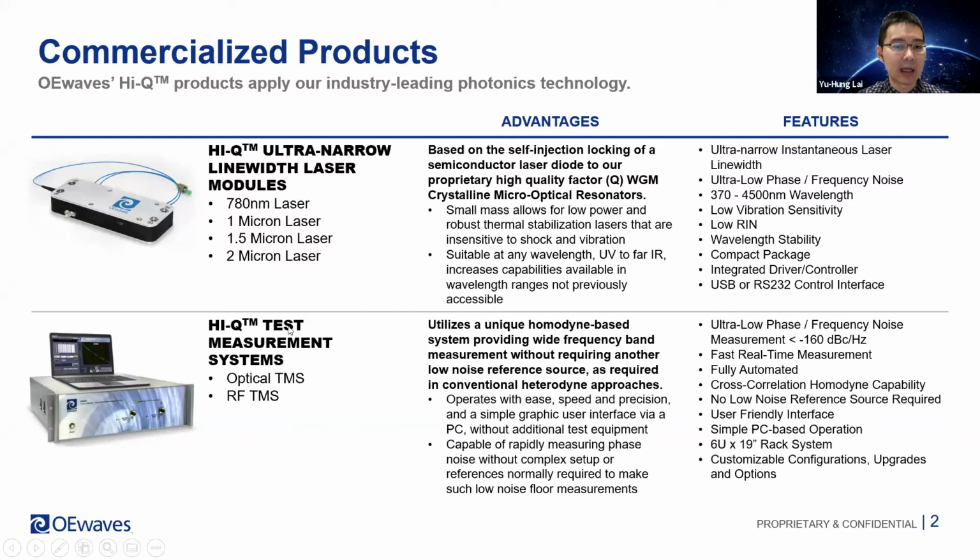Another thing is the test measurement systems, which can work in either the optical or RF domain. This kind of test measurement system uses homodyne-based technology such that we don't need reference sources and can measure the phase noise of the laser source with ease. It has ultra low phase frequency noise, with a noise floor below minus 160 dBc per hertz. It achieves fast, real-time, and fully automated measurement. So we can test our laser system with ease and confidence.